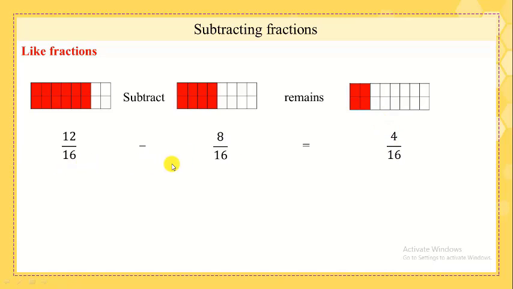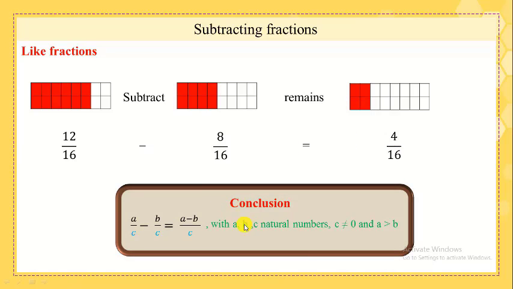Now you can see the denominators are the same. So we keep the same denominator, which is 16, and we only use subtraction for the numerators. 12 minus 8 is equal to 4. This is just like when we add fractions with the same denominator. In conclusion, A over C minus B over C is equal to A minus B over C, with A, B, C natural numbers, C different from 0, and A is greater than B.